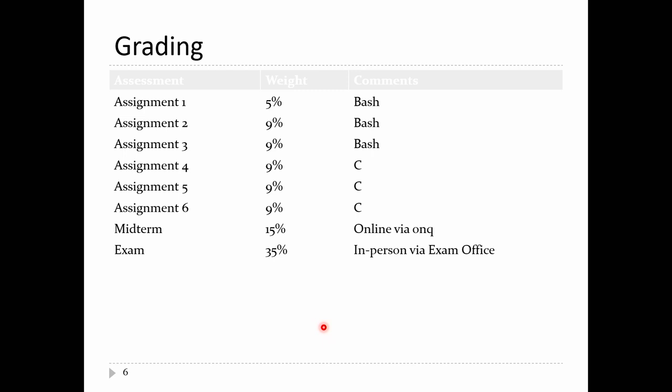There is a midterm, and it's online on OnCue. The midterm is held during one of the lecture times, so obviously there's no lecture that day. You can go to the library or stay at home or wherever you need to be to do the midterm. The exam, however, is in person, and it is managed by the exam office. So you do have to write a written exam. Obviously, that changes the types of questions that you get asked on the exam.